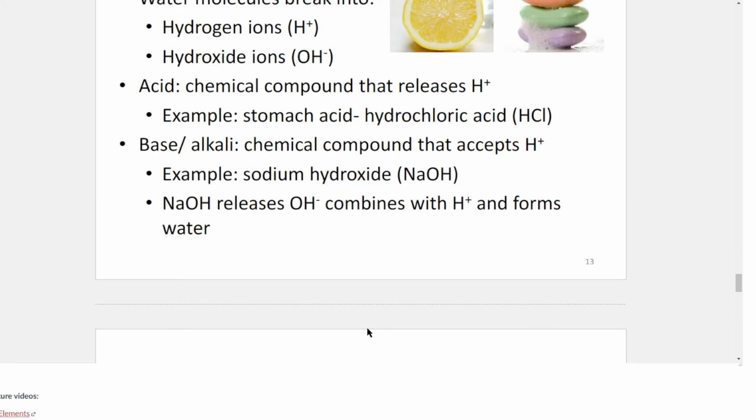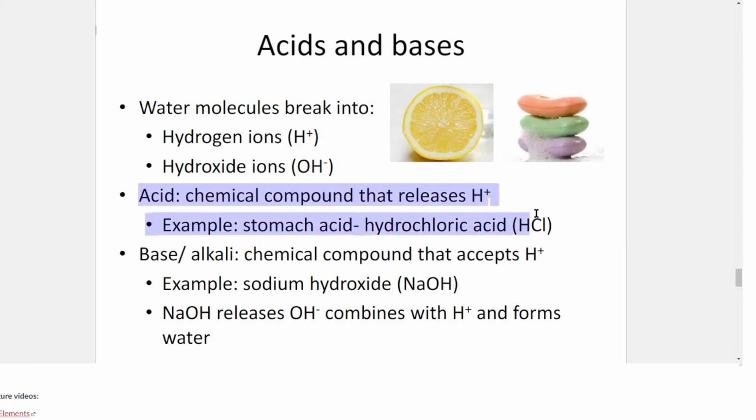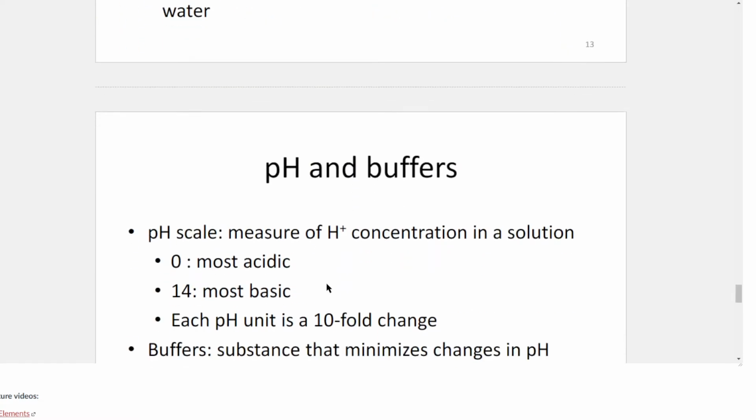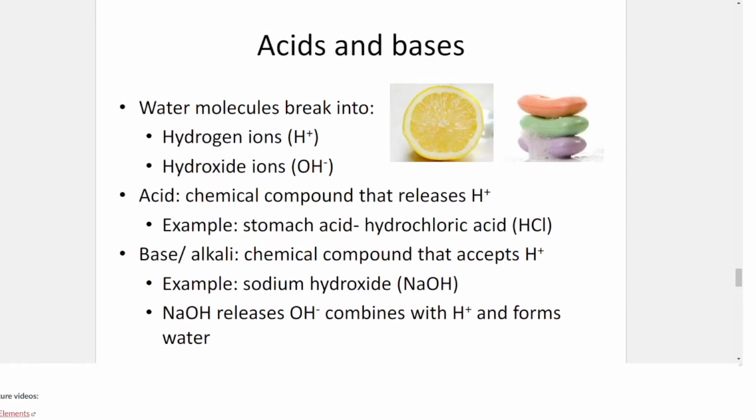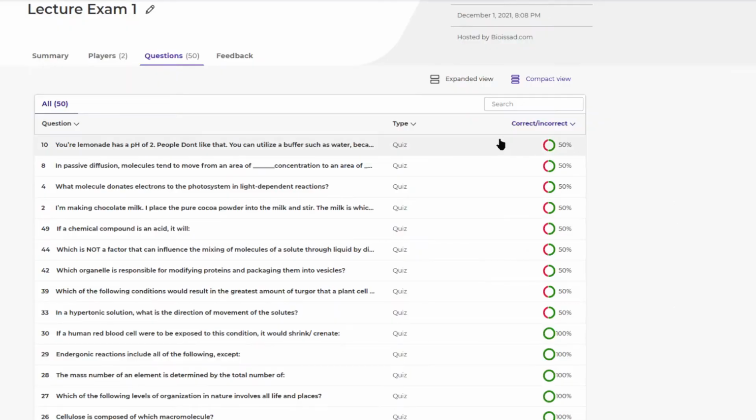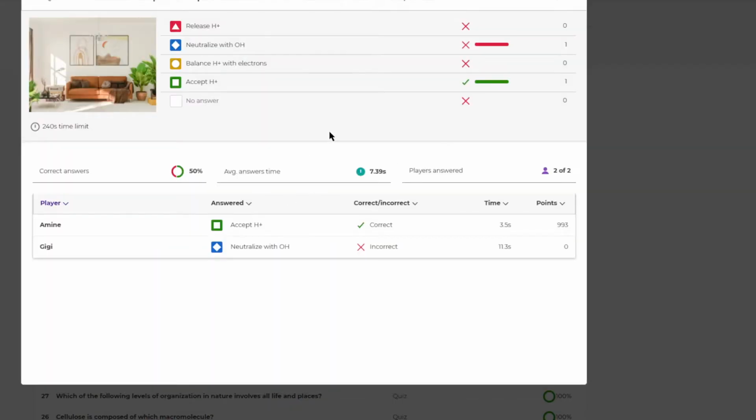They do the exact opposite of what it is. So the problem is it's releasing too much H+. It's too acidic, it's releasing too much H+. So we're going to use a buffer. We want to do the opposite, which is accepting. So let's look at our answer choices here. And we have release H+, neutralize with OH, and balance H plus with electrons, and accept H plus. Because it's acidic, we're going to release positive hydrogens. So the opposite will be accepting them.